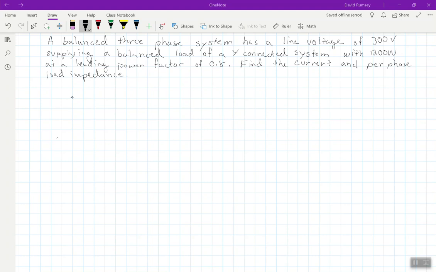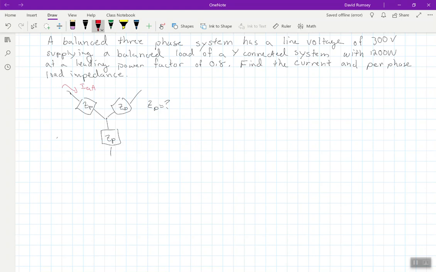And so what we mean by the per phase load impedance is, remember, we have three boxes here. And each of these boxes is at a different phase for the load. And so we want to know what is ZP, is what the second part is. And then the current here, we're basically looking for this current coming in here, my IAA current.